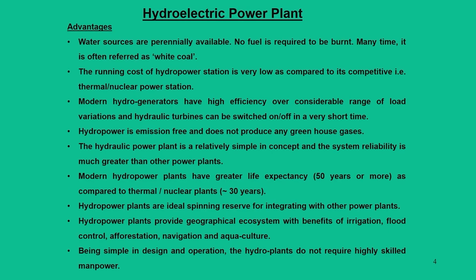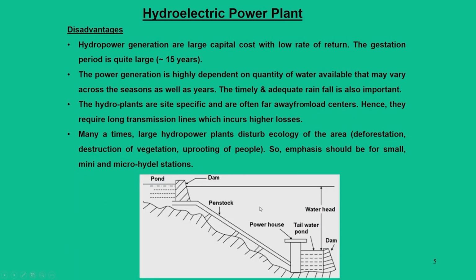Depending on the requirement of irrigation, the water can be controlled. So, it helps in afforestation, navigation, and aquaculture, and being simple in design and operation, hydropower plants also do not require any skilled manpower. So, there are many advantages, but there are some loopholes or demerits, because hydropower generation incurs a very high capital cost with a low rate of return.